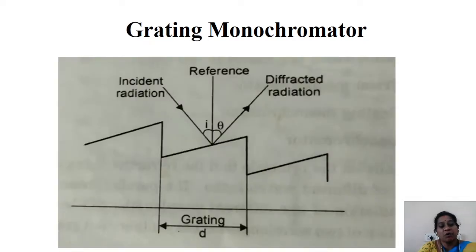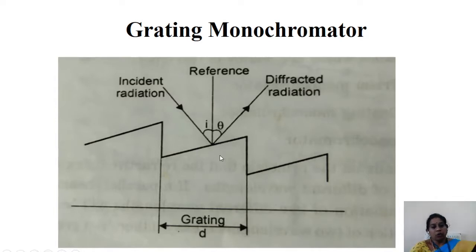Next comes the grating monochromator. You could see the diagram of a grating monochromator. If a prism in a prism monochromator is replaced by a grating, higher dispersion can be achieved. And this grating is generally a series of parallel straight lines cut into a plane surface. The dispersion by a grating follows the law of diffraction.